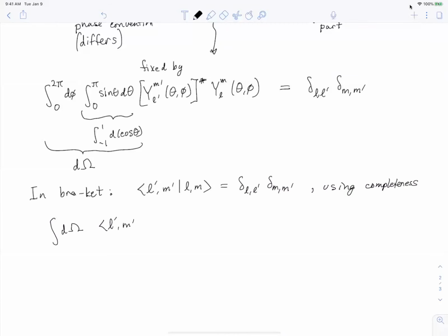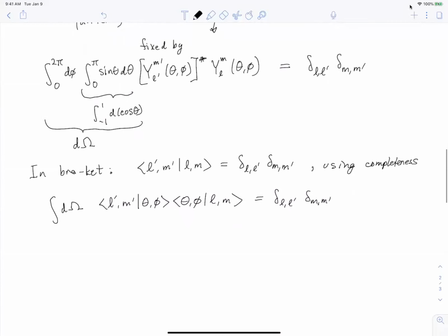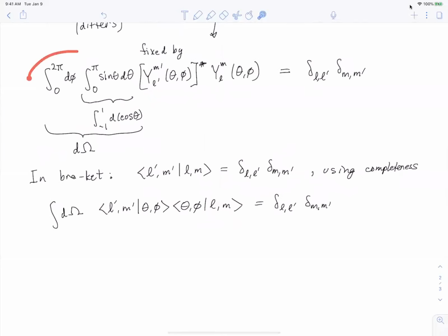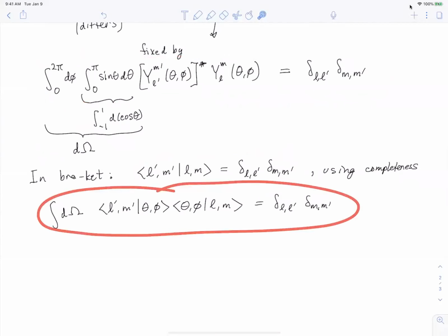<l' m'|theta phi><theta phi|l m>. Again, that's the same Kronecker delta. So I've inserted a complete set of position eigenstates. I haven't written the R part because the radial part is normalized to 1 and doesn't do anything. And so that's the statement of what this equation actually means. Okay, we start with orthonormality, we do completeness, and that gives this.